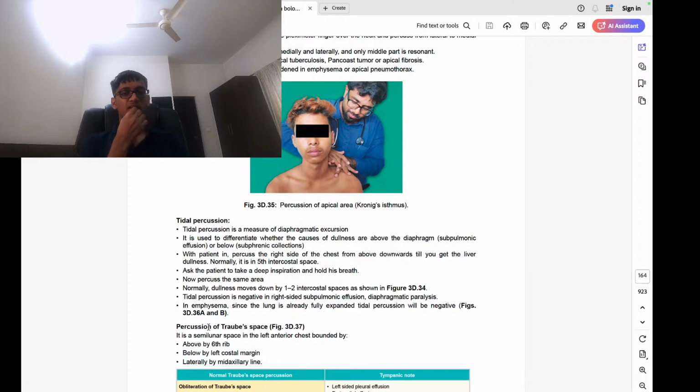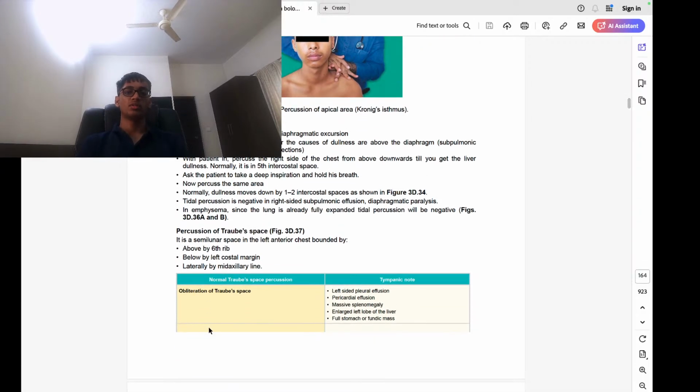Tidal percussion note. It is the measurement of diaphragmatic excursion. It is used to differentiate whether the cause of dullness is above the diaphragm, a subpulmonic effusion, or below the diaphragm, a subphrenic collection.